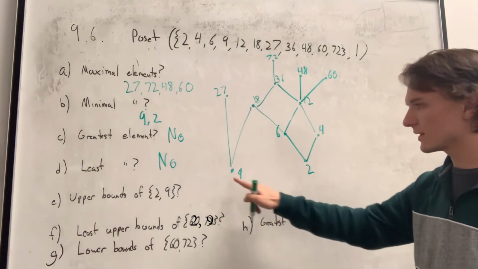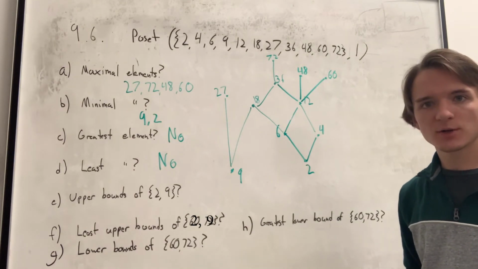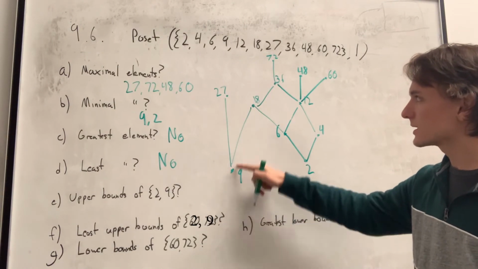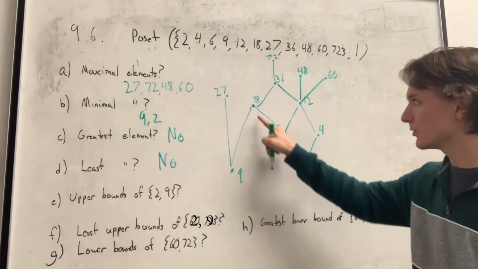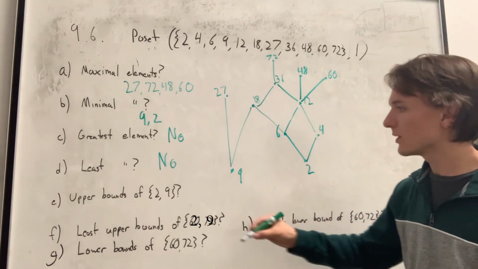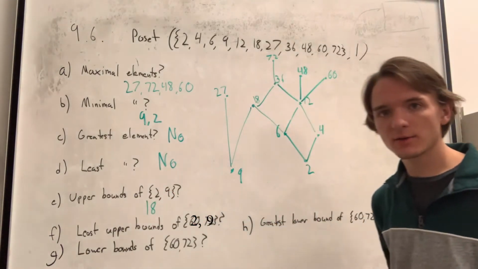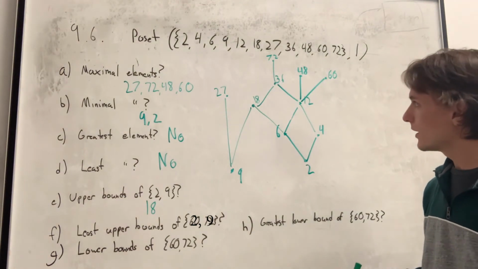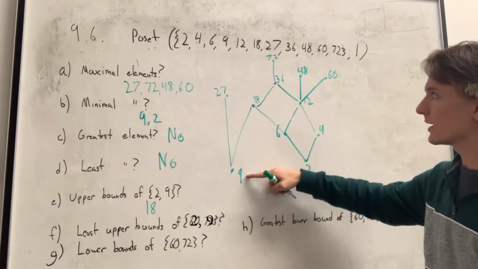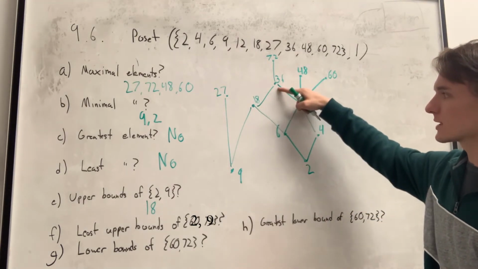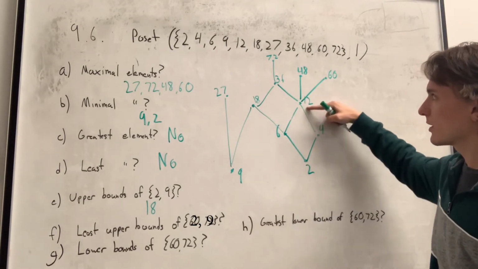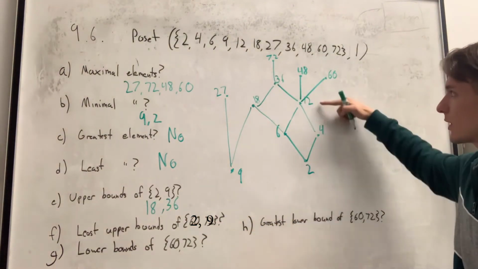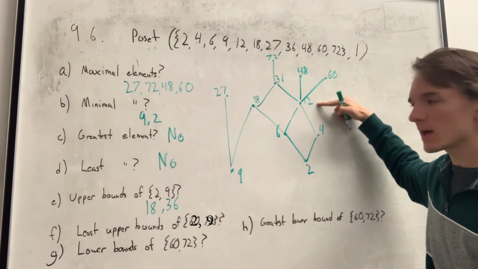What are the upper bounds of 2, 9? Well, this is 2, and this is 9. The upper bounds are simply values on top that they share. So 9 connects to 18, and 18 connects to 2 through 6. So 18 is one possible upper bound of 9, 2. Another one would be 36, because 9 divides 18, which divides 36. 2 divides 4, divides 12, divides 36. So 36 is another.